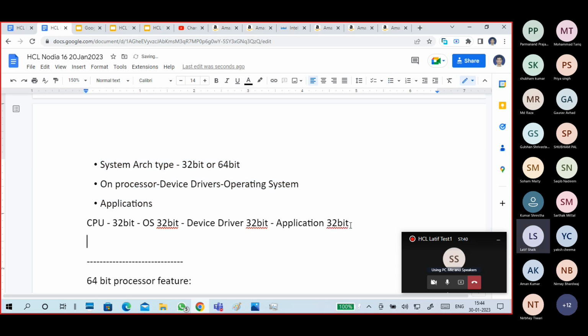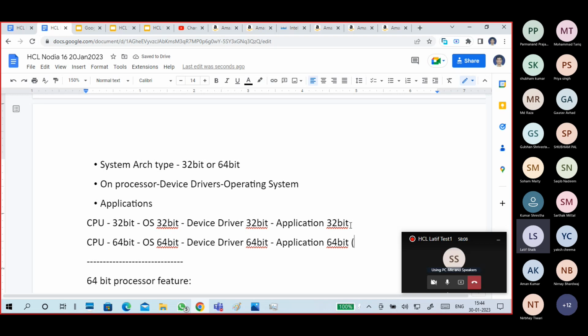Same goes with your CPU being 64 bit. The operating system must be 64 bit, the device drivers 64 bit, and the applications as well. But there are some options depending upon the OS.